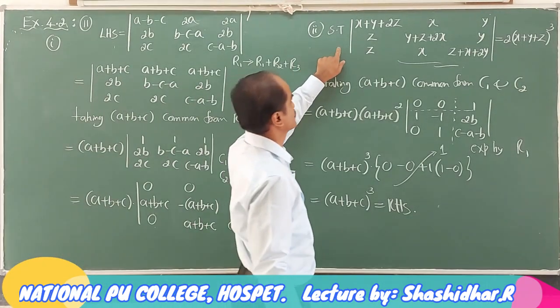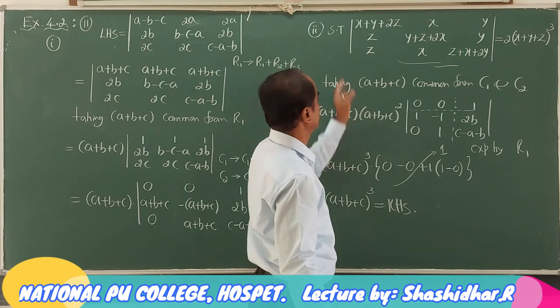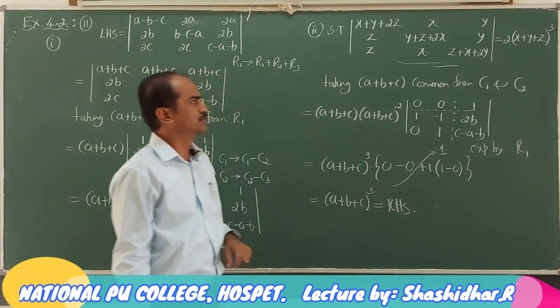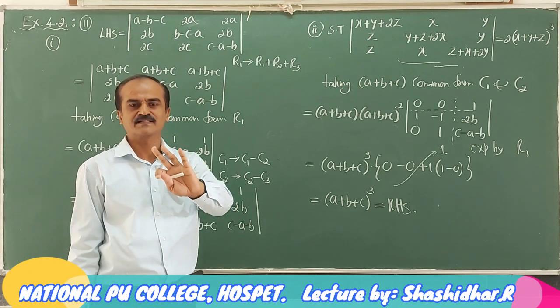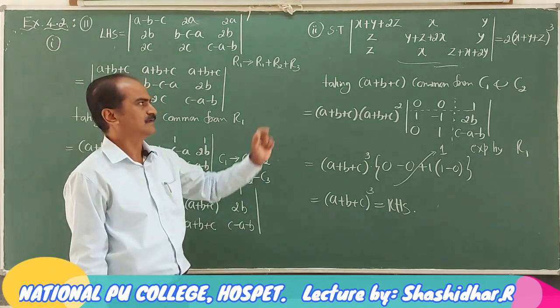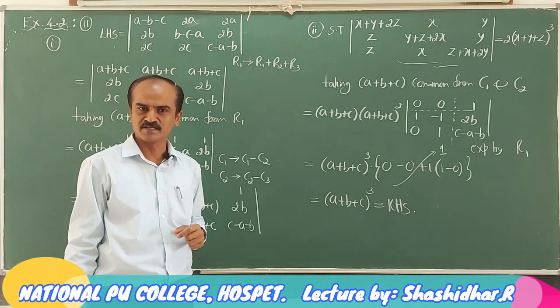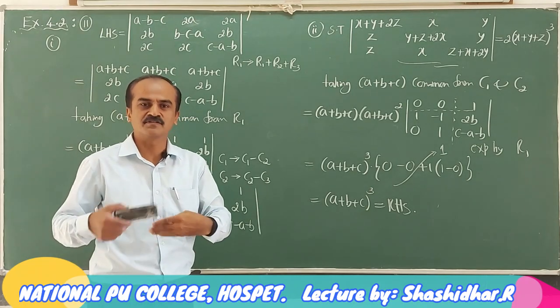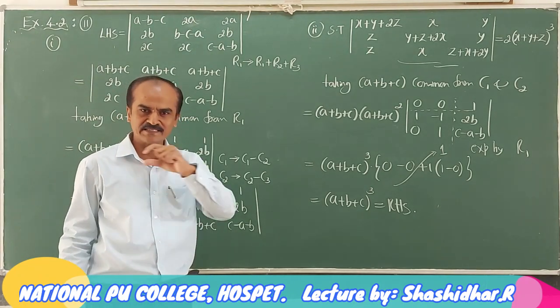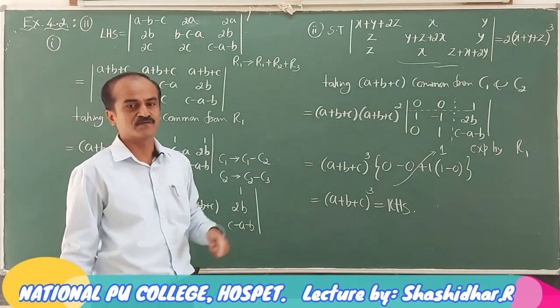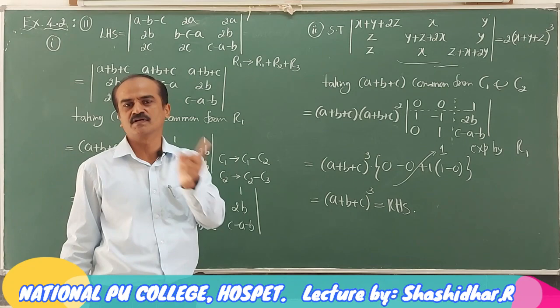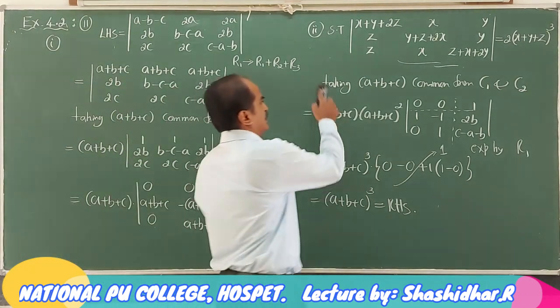Now we will move on to solving the second one. Here we had to show that it is 2 times of x plus y plus z whole cube. That is the 3 factors we need to take common. Plan for row or column operation in such a way that after completion of that operation, each element in that row or each element in that particular column must contain what? X plus y plus z, so that you can take that factor common. Let me do that now.